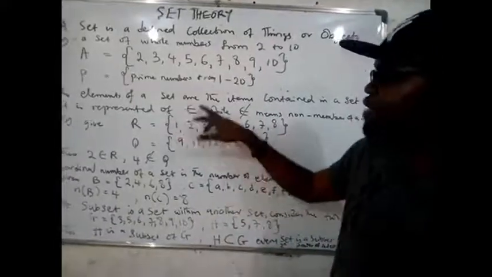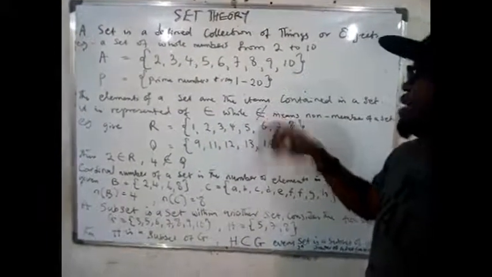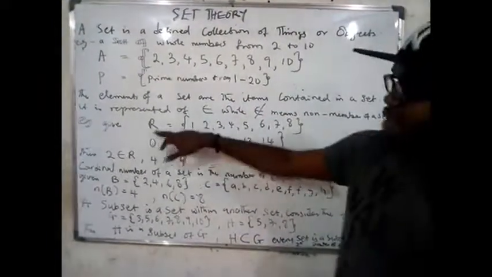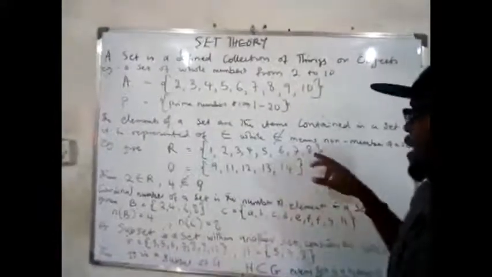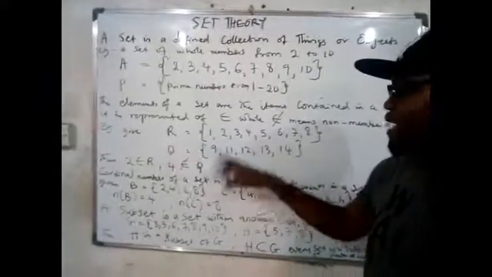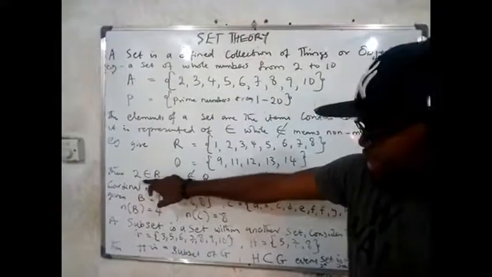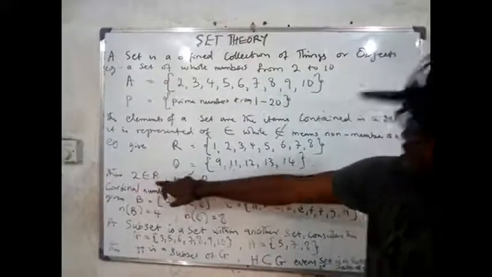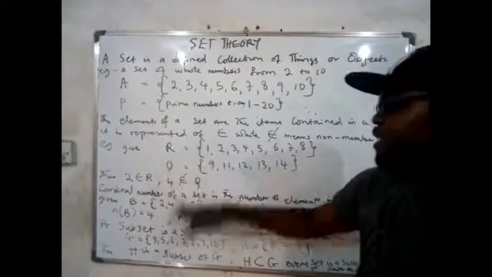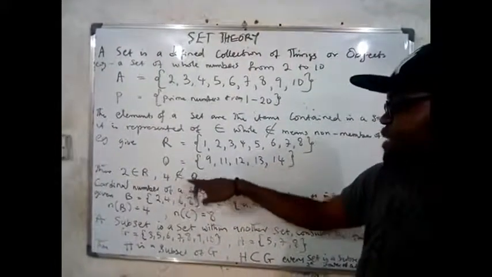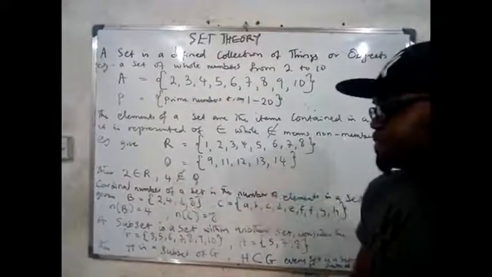And it can be represented with this type of E, while a non-element is represented with this. So consider these two sets, set R and set Q. The elements of set R are 1, 2, 3, 4 to 8, whereas the elements of Q are 9, 11, 12, 13, 14. You can write that 2 is an element of R, because 2 can be found in R. And you can say that 4 is not an element of Q, because if you check through this collection, you cannot see 4.